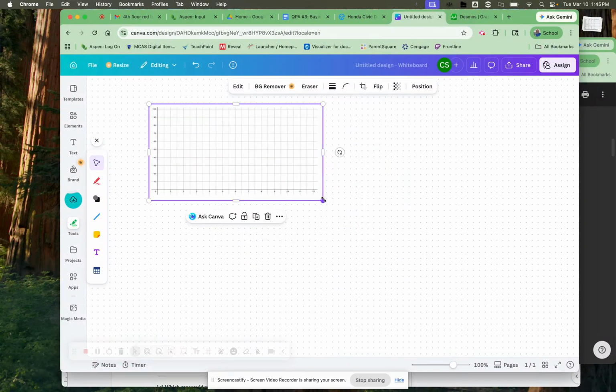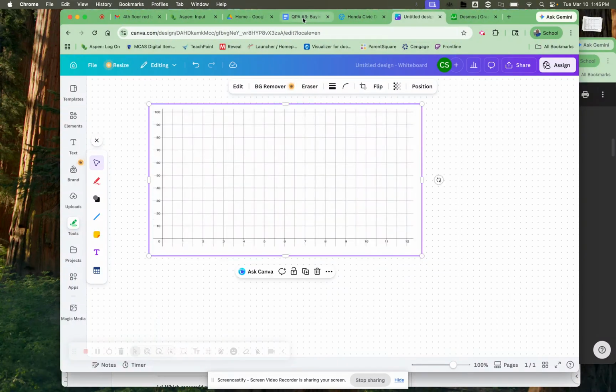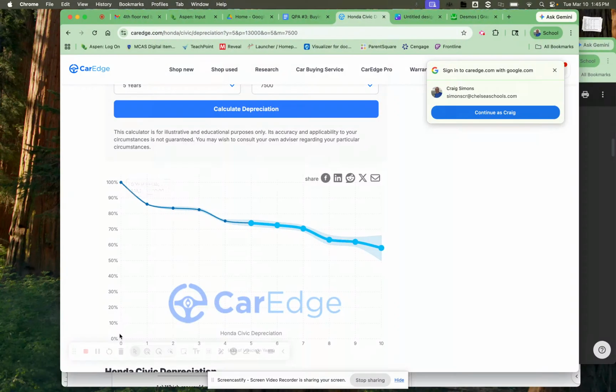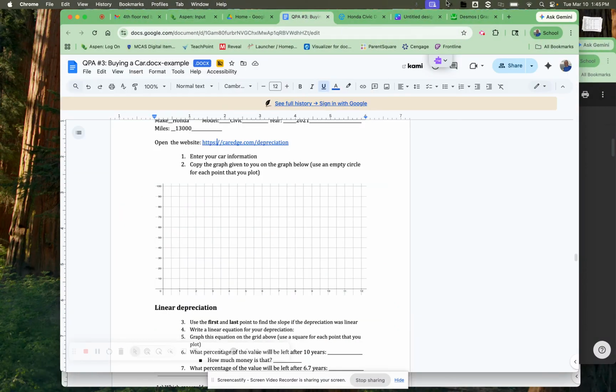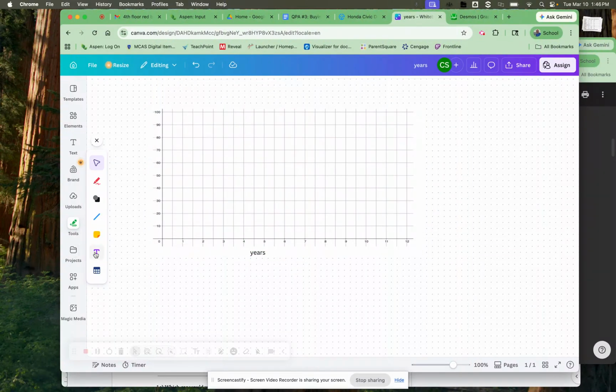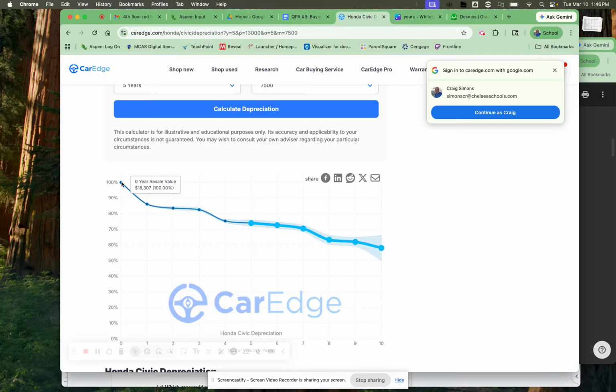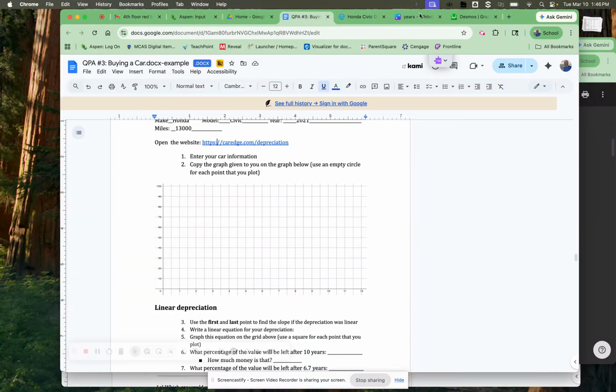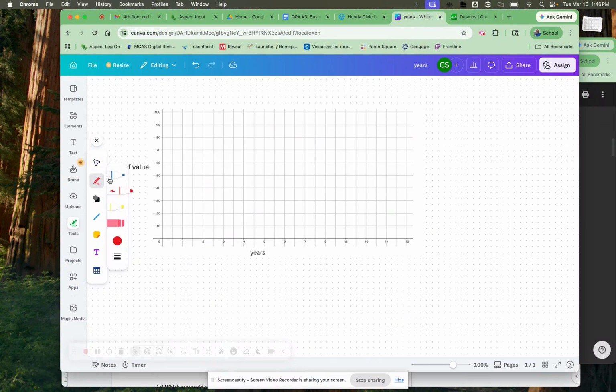Okay, so I'm going to take my graph and put the details that are on here. I'm going to label my graph, making sure I'm putting the years at the bottom, and on the left side the percent of value. And I can see at year 0, it's worth 100%, so I'm going to put that on here.